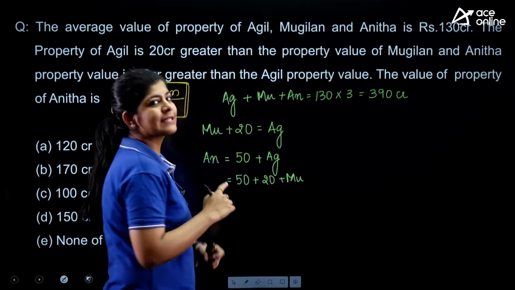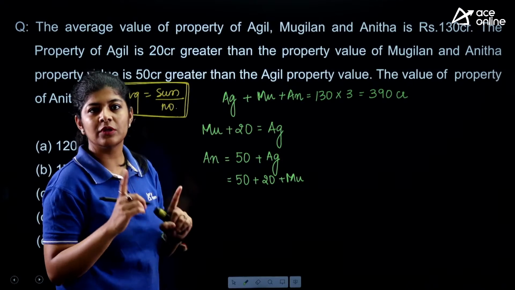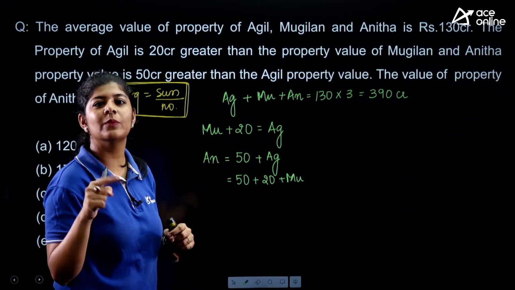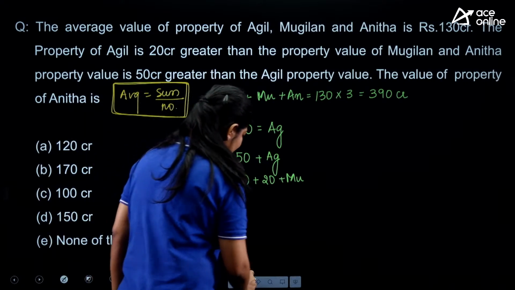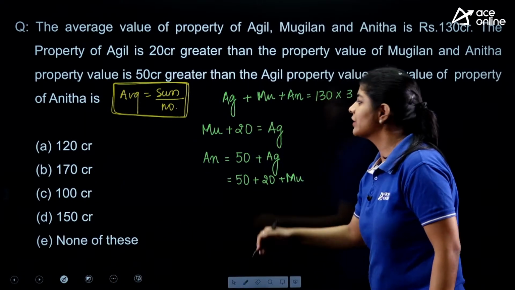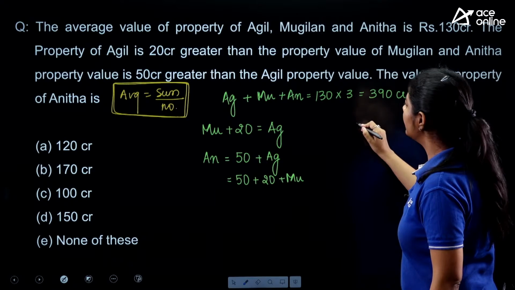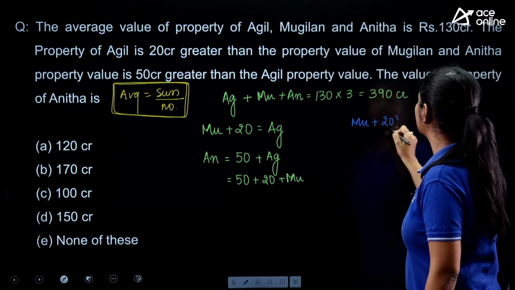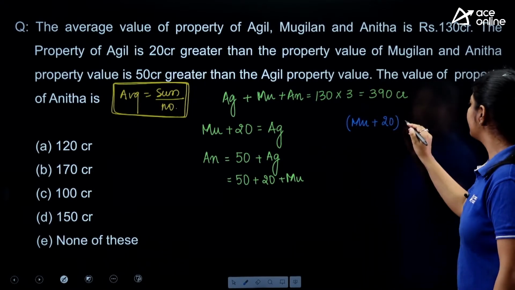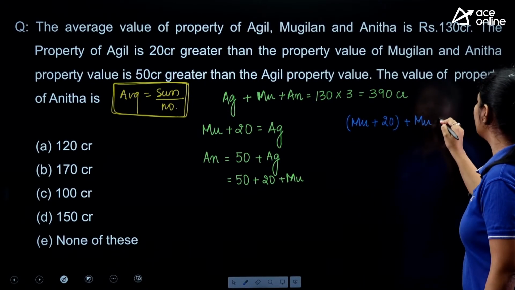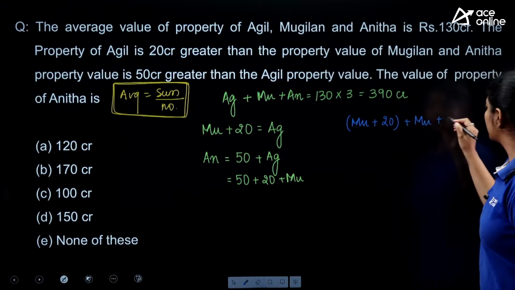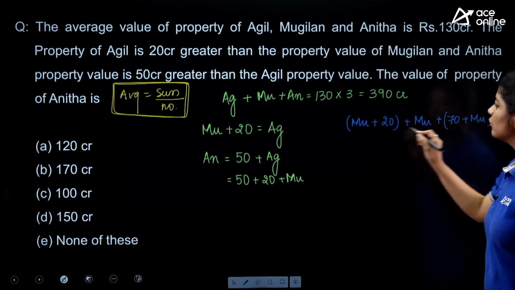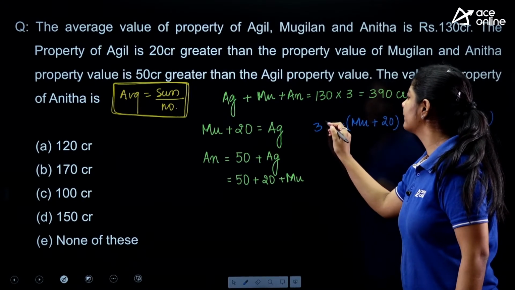So what I'll do, I'll just convert all these three variables into one, and then I can easily calculate it, because then I am having one equation and one variable. So I'm just going to convert the whole equation in terms of Muglian. Here I can write Muglian plus 20, this is the property owned by Agil, plus Muglian itself, plus 70 plus Muglian. This value should be equal to 390, right?